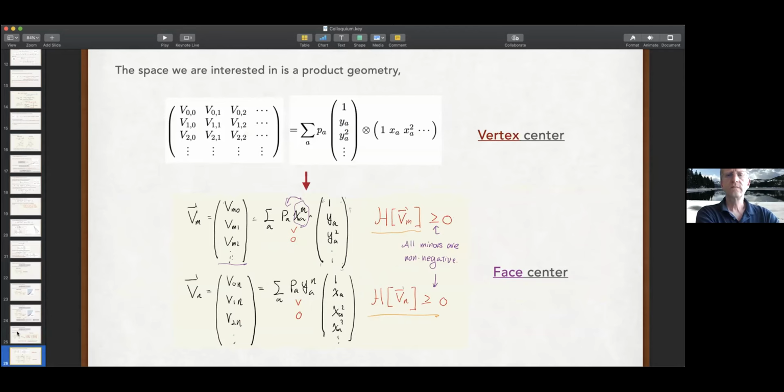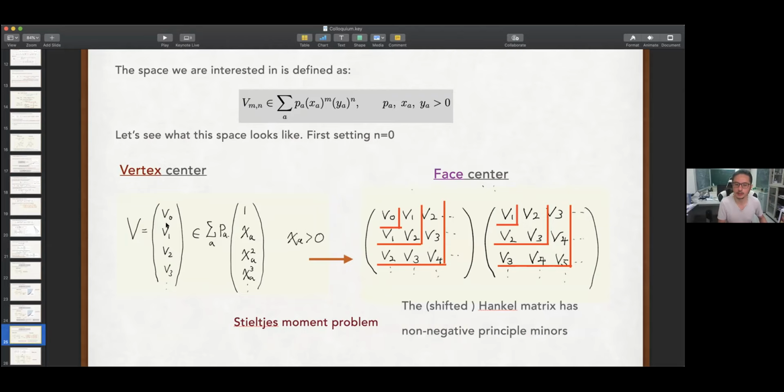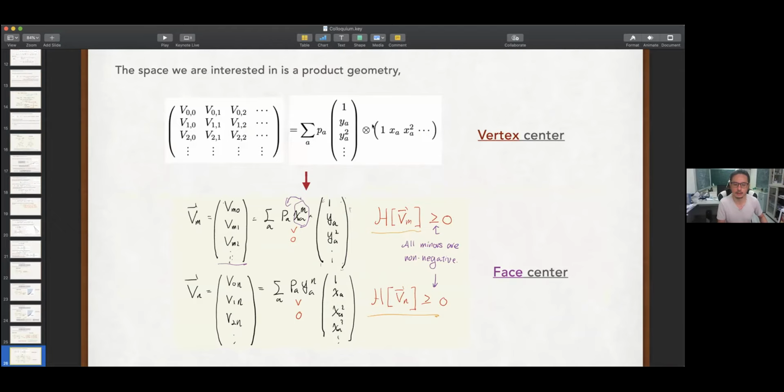Okay, so the Hankel matrix is the constraints for a single moment curve, but the geometry we're interested in is the product moment curve. So the geometry we're really interested in is not just a single curve, but a product curve. But you can easily generalize this to find the various constraints. Of course, for the product curve, each row or each column is still given by a single curve. So you already have the previous Hankel constraints for each of these rows or columns, and they all have to be positive.